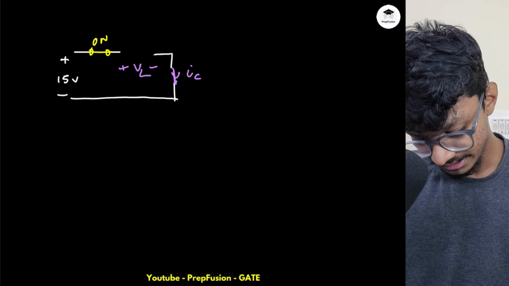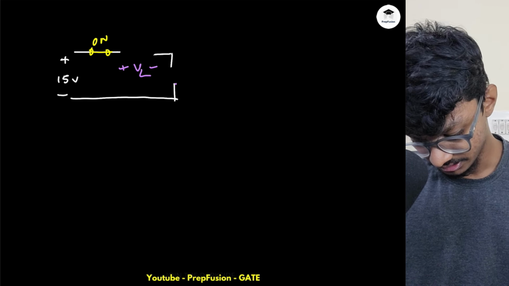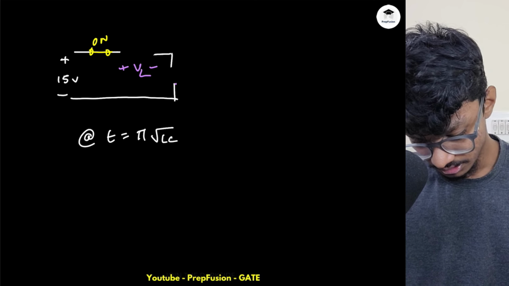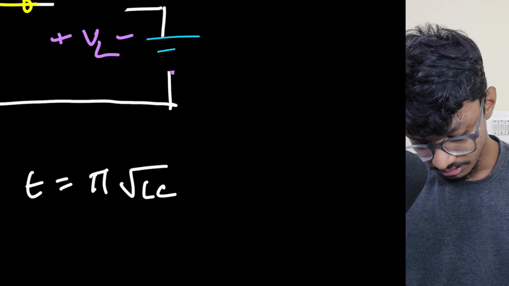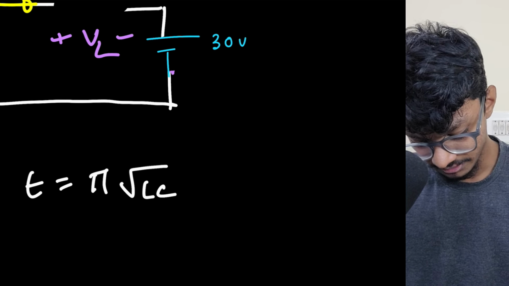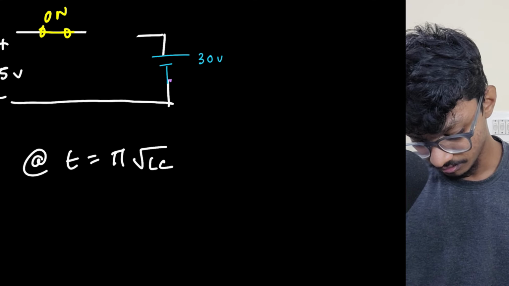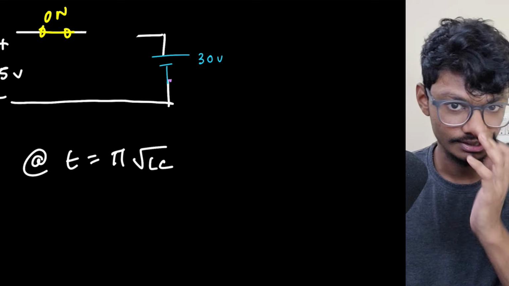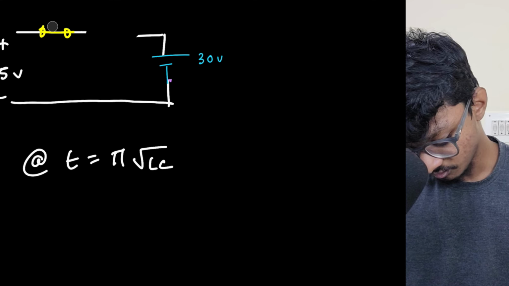The circuit is back again like this, but this time the capacitor has some voltage with it. This is at t equals pi under root LC. The capacitor has some voltage. What is the voltage? The voltage is 30 volts, okay? And the inductor has zero current, so it will be replaced with an open circuit, or we can replace it with a short circuit as well, it doesn't matter, because the inductor has zero current, it has just reached steady state, and the SCR will be off.